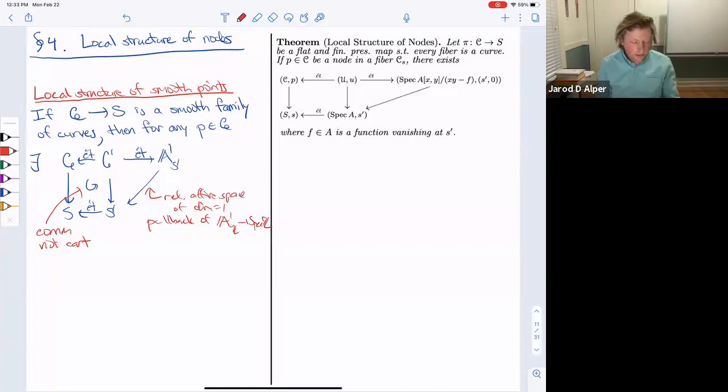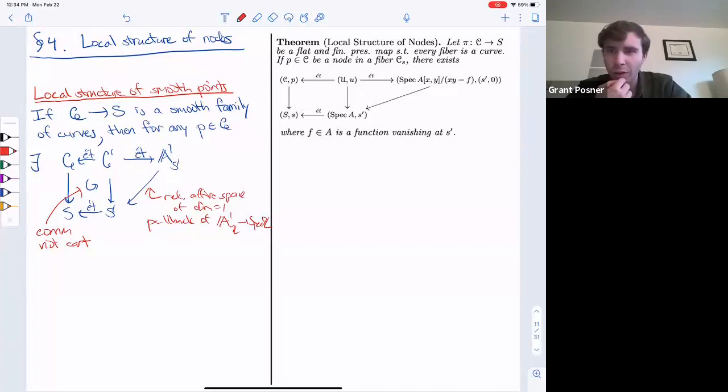Hopefully this is a familiar fact. In fact, this follows just from the local structure of smooth morphisms. Any smooth morphism has such a structure. Any smooth morphism is étale locally equal to affine space of the corresponding dimension.